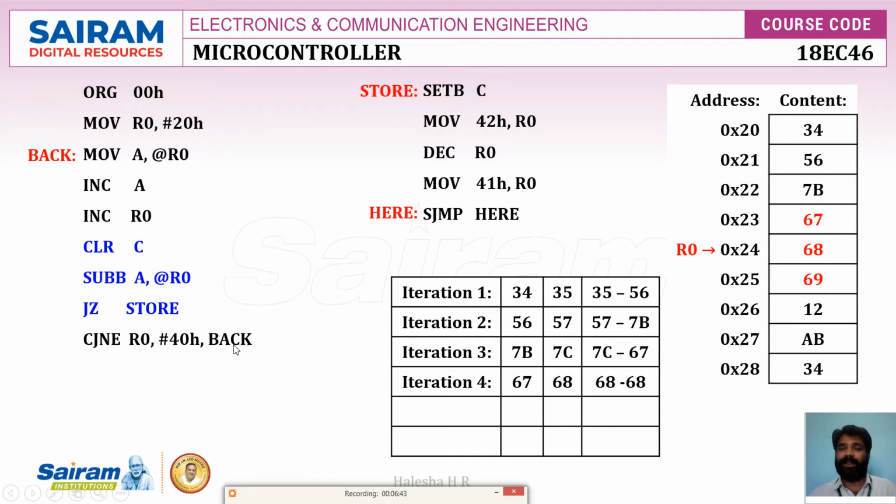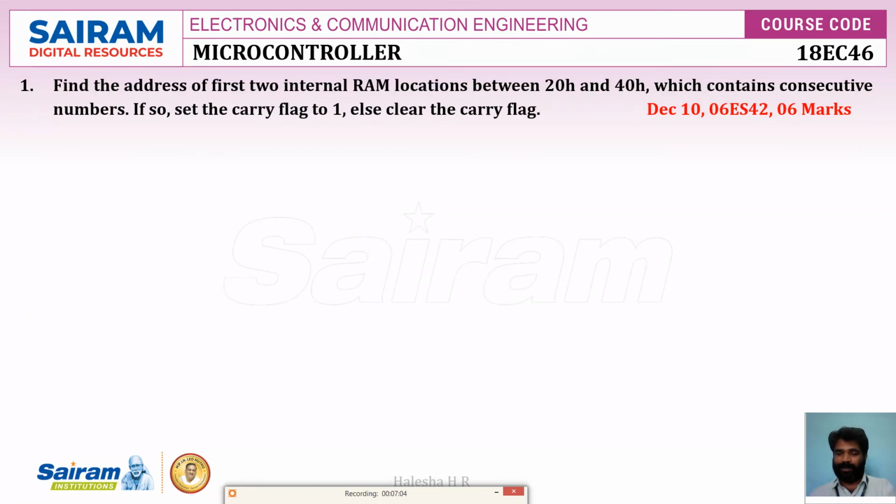So if it comes out of this loop, it means it doesn't have consecutive numbers. Doesn't have consecutive numbers means clear the carry flag, and then go to sjump here. It comes to control loop. Okay, this is the end of the program. Is it clear now? So we'll write a program with the comments.